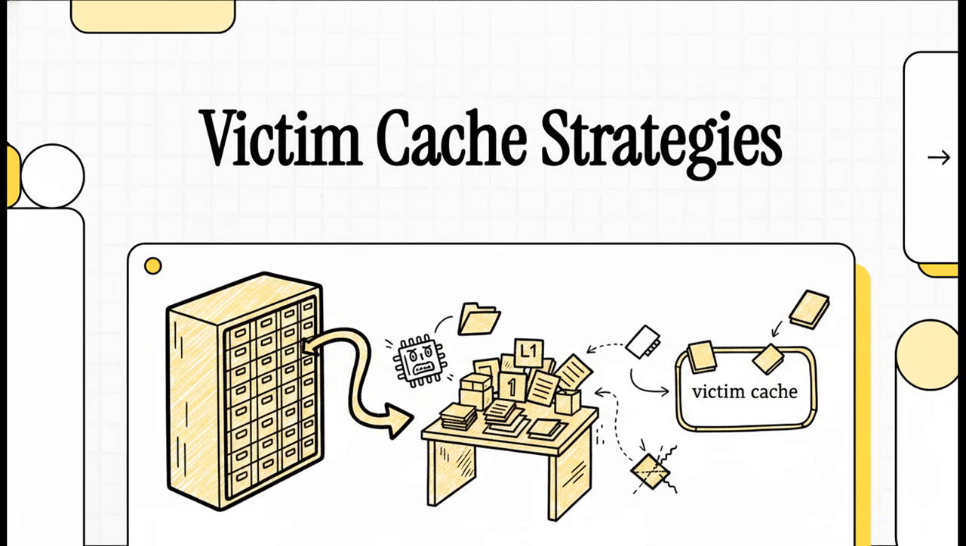Welcome back to The Explainer. Today, we're diving straight into a fascinating piece of microscopic traffic control that is literally happening millions of times a second right inside your computer's CPU. We're talking about victim cache strategies.